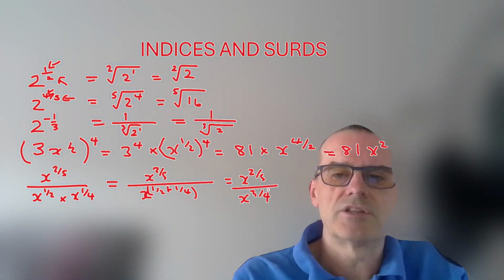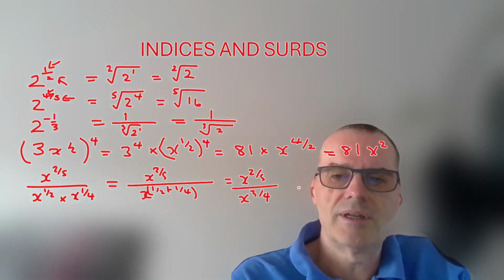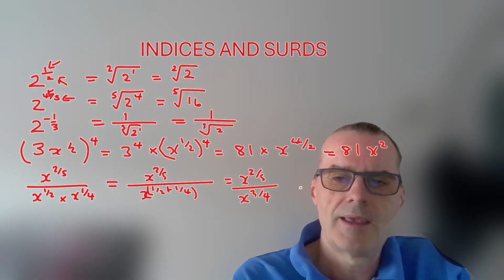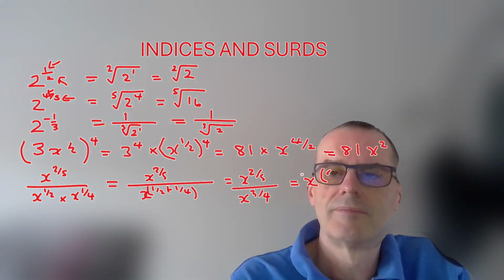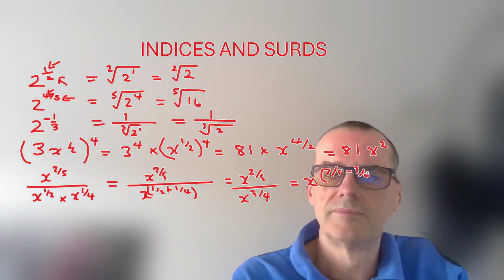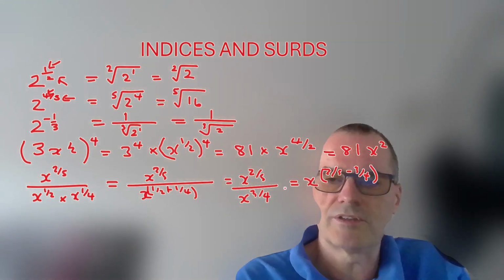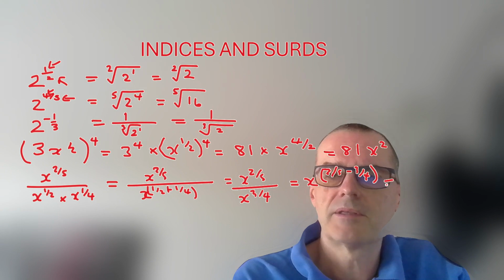Now we have x to the 2/5 divided by x to the 3/4. Now when we have a division, we can subtract the indices or the exponents. So we can write this as x to the power of 2/5 minus 3/4. Now when we subtract 3/4 from 2/5, we get minus 7/20. I won't go through the fractional calculations, but you can do that. So that is equal to x to the power of minus 7 divided by 20.